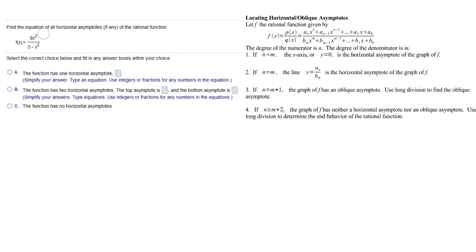This question says find the equation of all horizontal asymptotes, if any, of the rational function f of x equals 8x squared over 3 minus x squared.